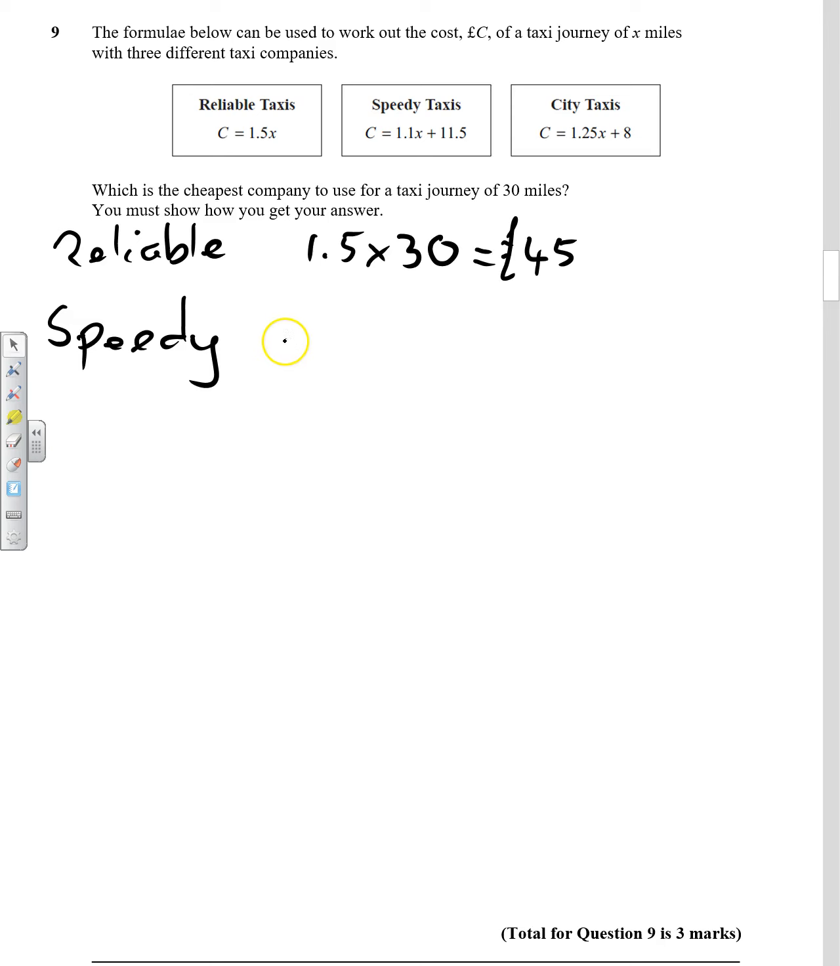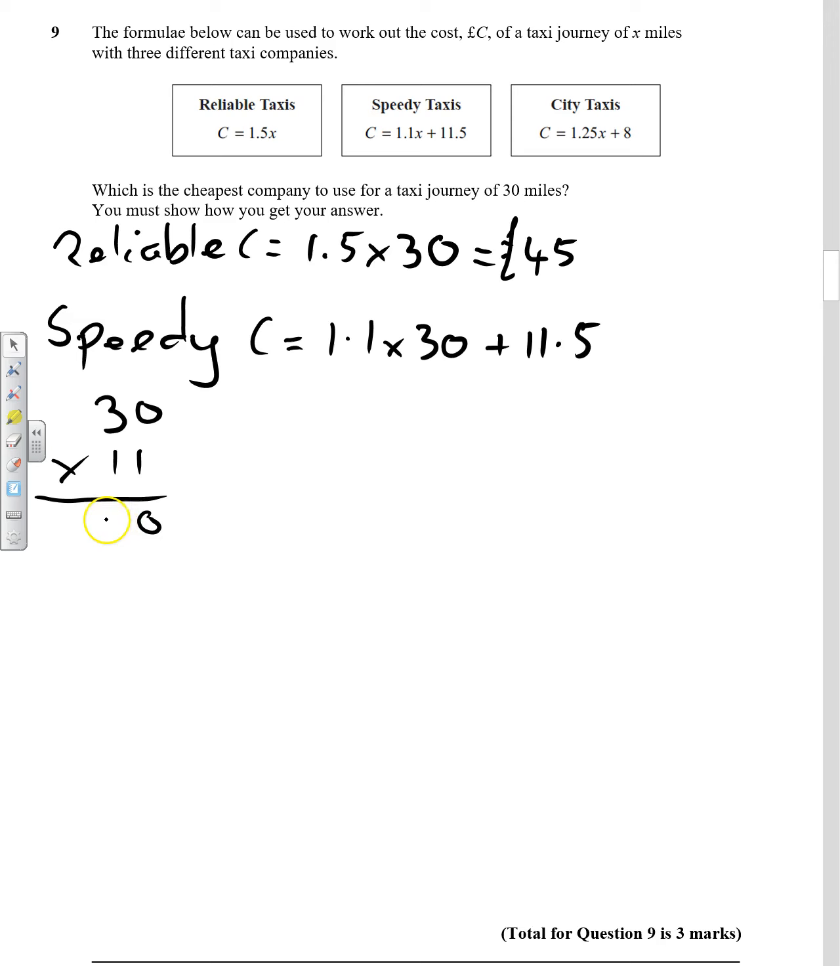Speedy, we need to do, so actually the cost is that. The cost is that 1.1 times 30, add 11.5. Well, probably the easiest way to do it, if we do 30 times 11, doesn't matter if you use grid method, I tend to use this way. So 1 times 0 is 0, 1 times 3, 3.